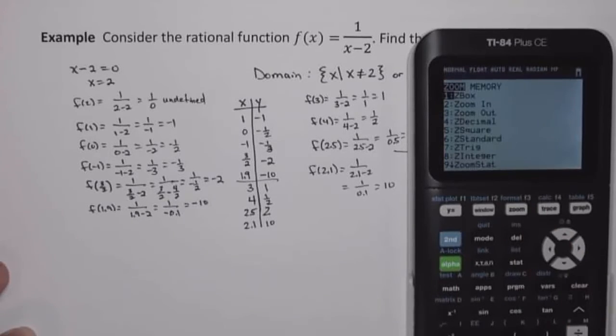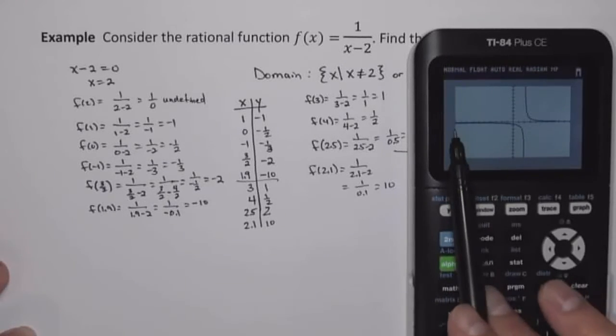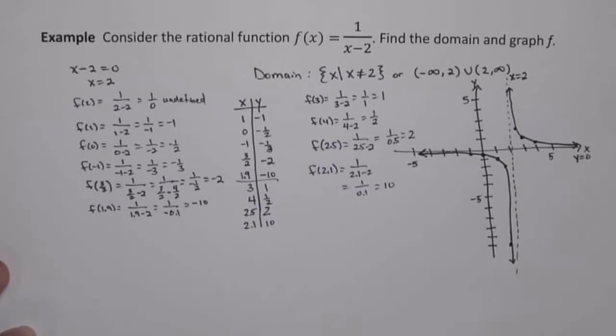And if I do a zoom 6 for our standard graph, here is what that graph looks like. So again, we can kind of see that we have the vertical asymptote going on here at x equals 2, and we have this horizontal asymptote occurring here at the x-axis, which is the equation y equals 0. Now, let's go ahead and pick up our next example.